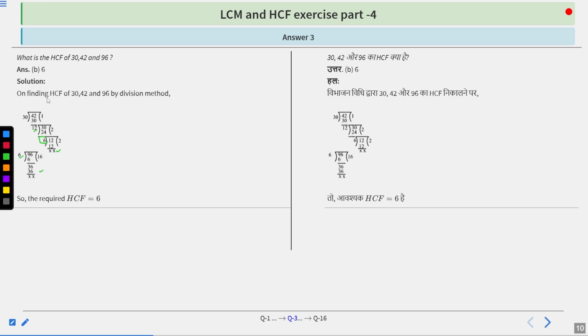That means the number 6 can divide 30, 42 and 96, all three numbers. So our HCF is 6. Option B is the correct answer.